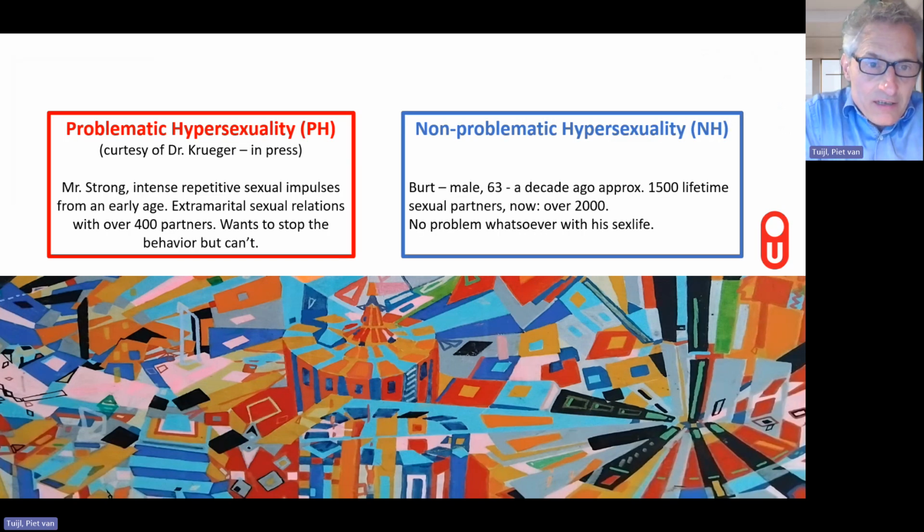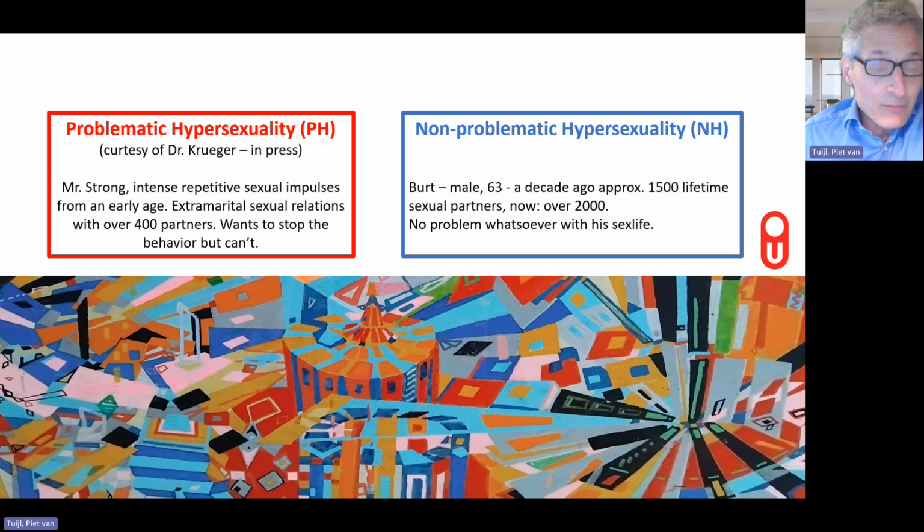Take, for instance, sex addiction, or as I call it, problematic hypersexuality. Two cases are explained here. In red, there's Mr. Strong. He can really be seen as problematic hypersexual. He has repetitive sexual impulses from an early age on, extramarital affairs. It really hurts his life to be doing this, and he can't stop.